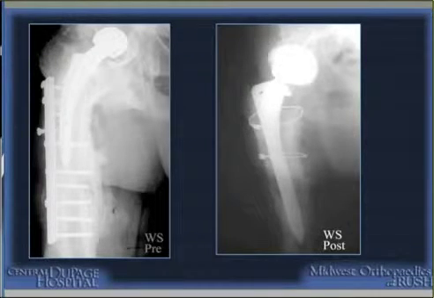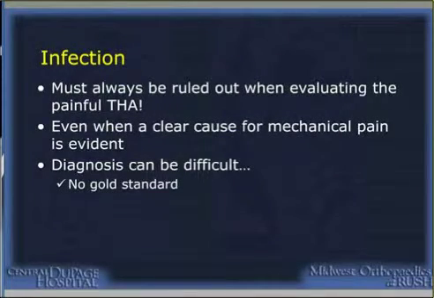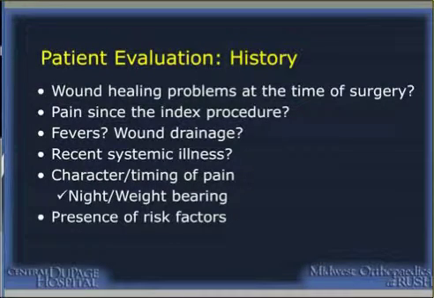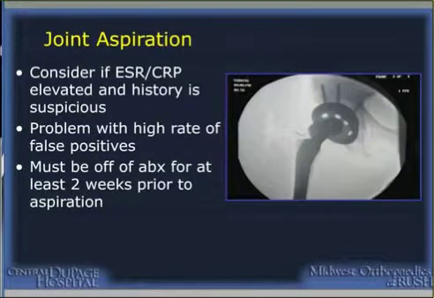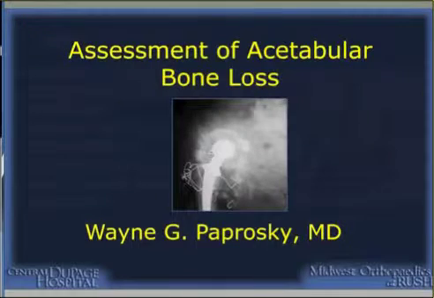We always have to rule out infection in dealing with the painful total hip. Even if there's a clear mechanical cause, we still have to take a careful patient history: wound healing problems at the time of surgery, pain since the index procedure, fevers, recent illness, night sweats, etc. I think that excellent screening tools are the sed rate and the CRP, as Dr. Duncan was probably the first to really talk about this years ago. And we consider joint aspiration if the sed rate and CRP are positive. So now as we get into this, we've worked this up, and I think we don't want to take any of what I've said for granted.